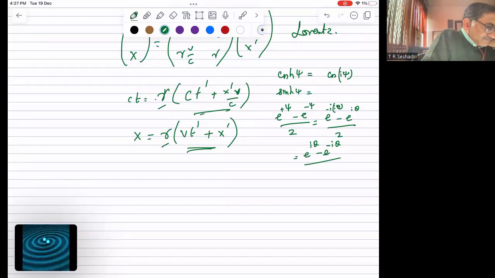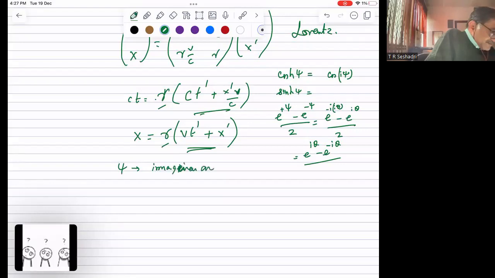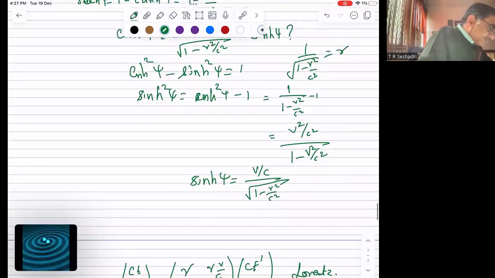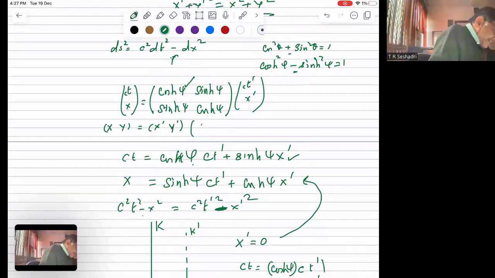Might I interrupt? Are you redefining psi in terms of i and theta? No, no. What exactly are you doing? I am just saying that if psi is viewed as an imaginary angle, then the Lorentz transformation is just a rotation by a complex angle. That is what I am trying to get, because sine i theta is equal to i sinh theta.